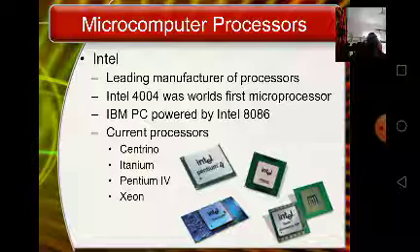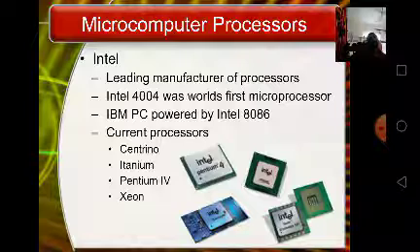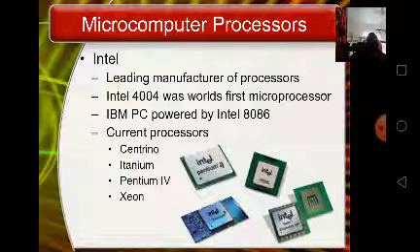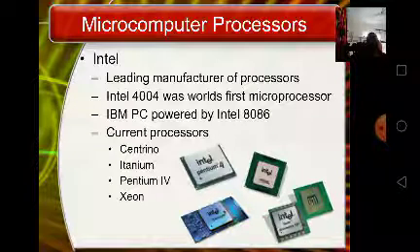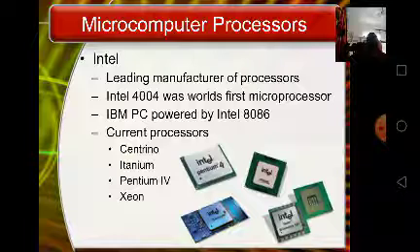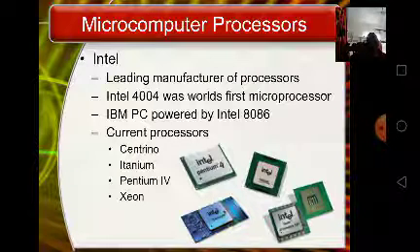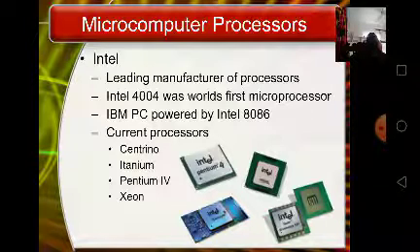A list of current Intel chips along with their clock speeds and numbers of transistors. The current processors from Intel: Itanium, Pentium 4, Xeon, etc.